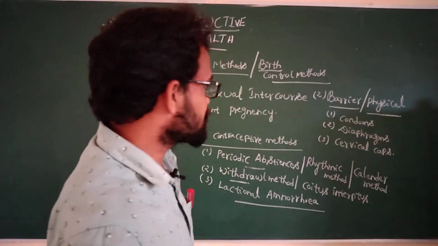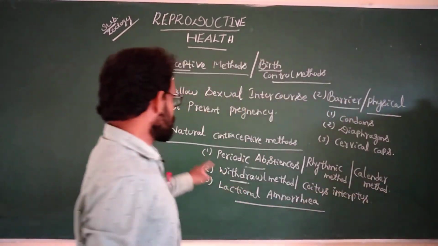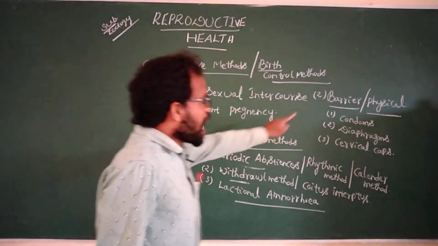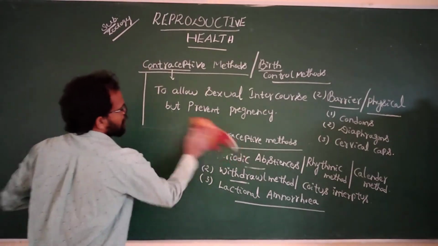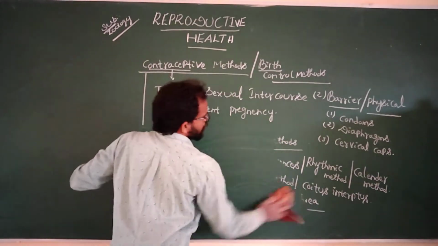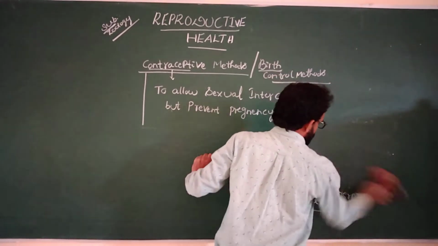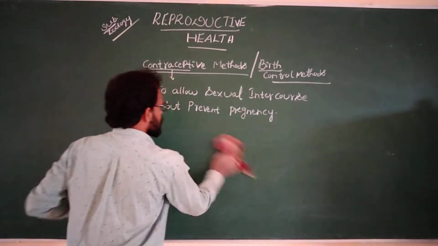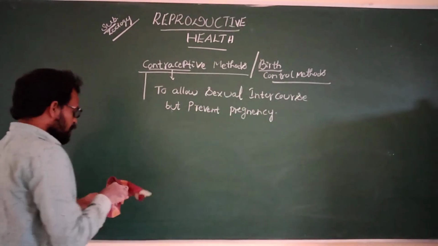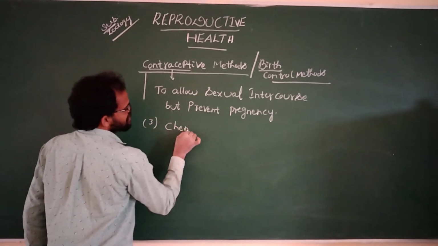After the natural and the barrier, or physical, methods, we are going to discuss the third contraceptive method. What is the third contraceptive method? Chemical methods.